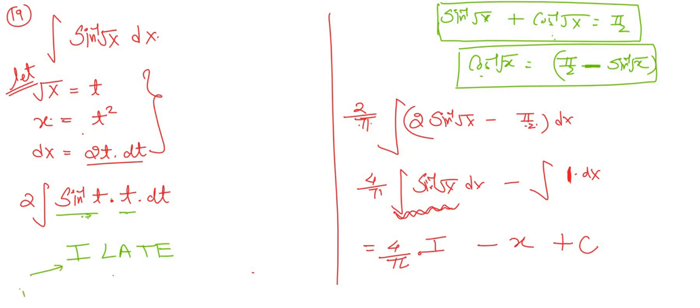I is for inverse trig. L is for log. A is for algebraic functions. T is for trigonometric functions. And E is for exponent functions. So this is the order in which we solve it. So inverse is given first priority, log second, third algebra, fourth trig, and fifth exponent.